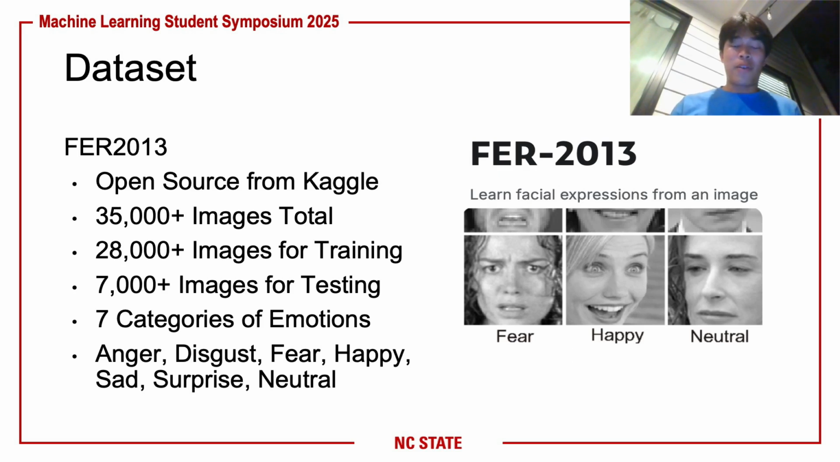For our dataset, we chose the FER 2013 dataset, which is open source from Kaggle. There are 35,000 images total, with about 28,000 being for training and 7,000 being for testing. It has 7 categories of emotions, which include anger, disgust, fear, happiness, sadness, surprise, and neutrality. We chose this dataset because of its community support and its standardized images, which are 48 by 48 pixels and are black and white.